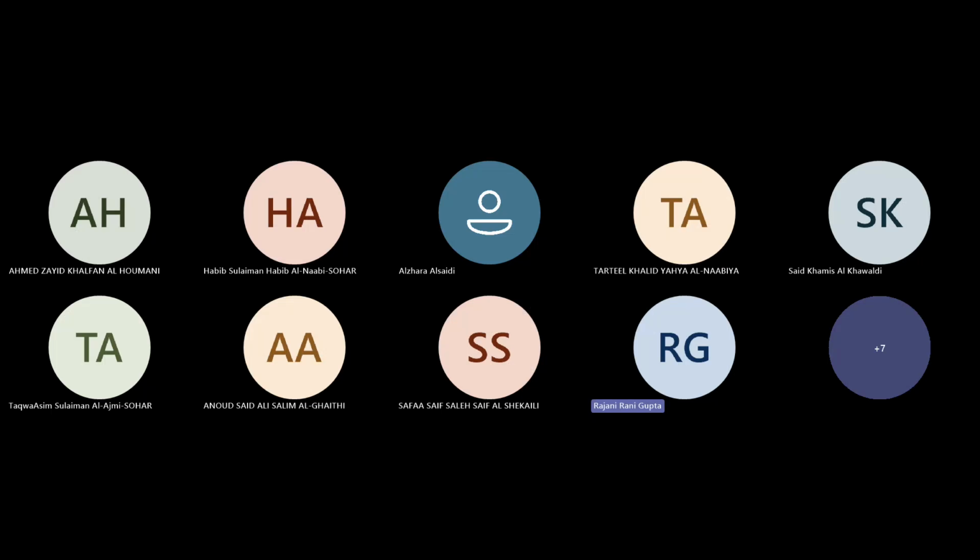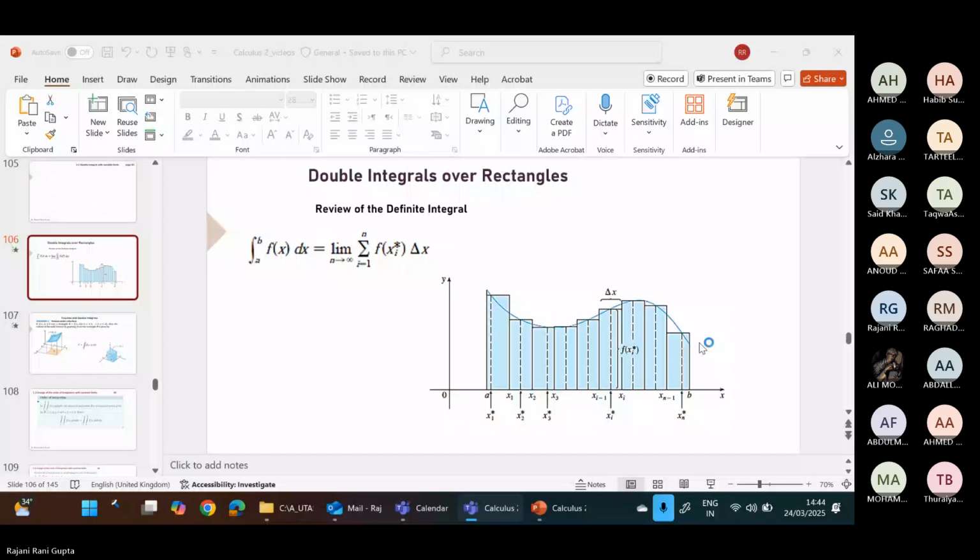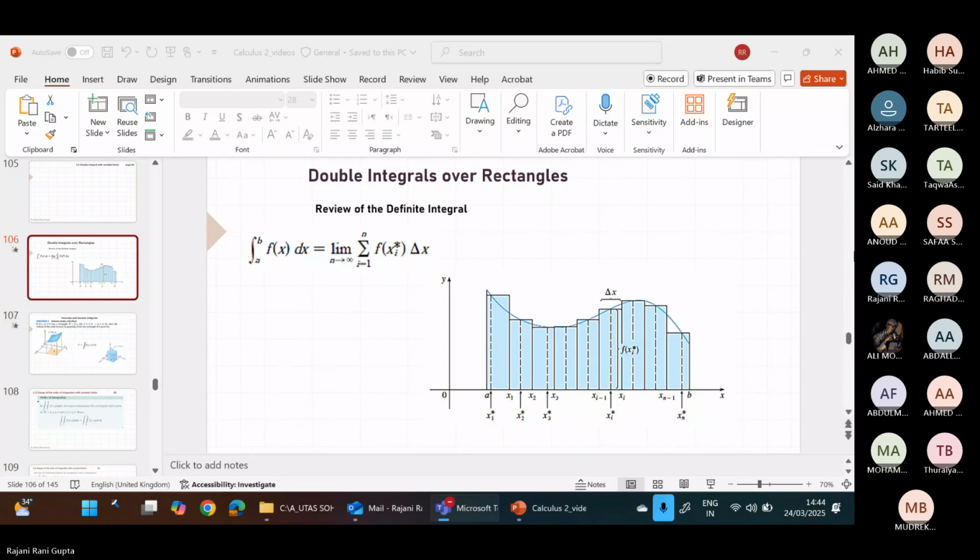It's visible to you. Can you see my screen? Please respond to me so I know that you are there. It's not like you just logged into the meeting and are sleeping. Huh?